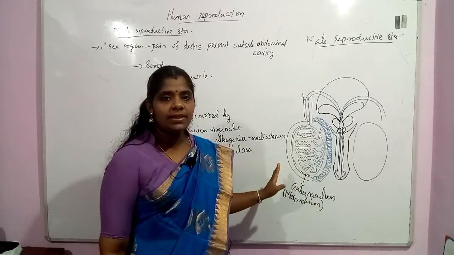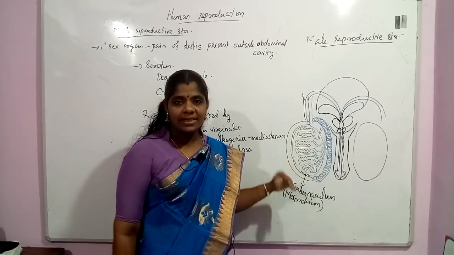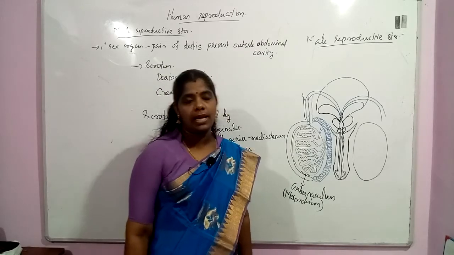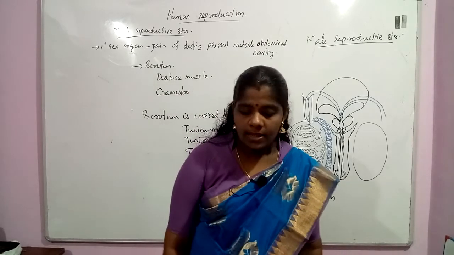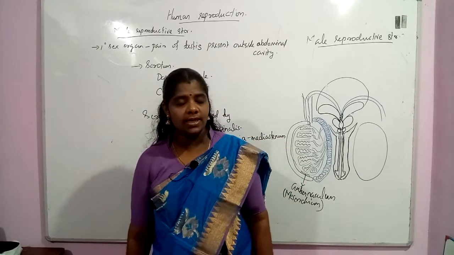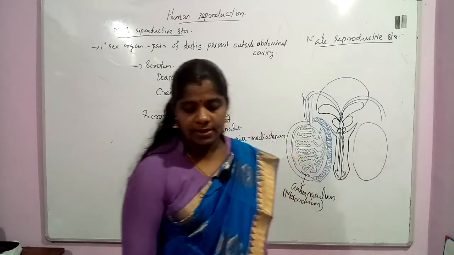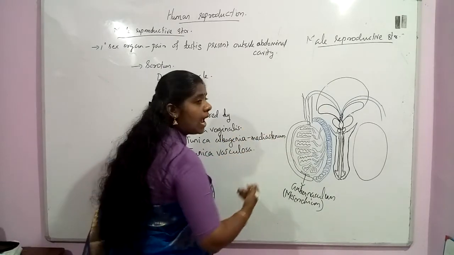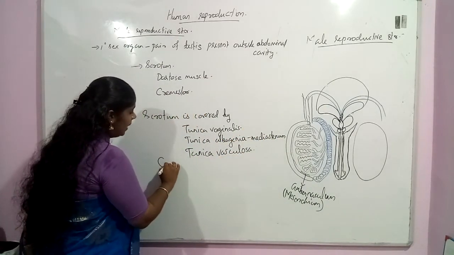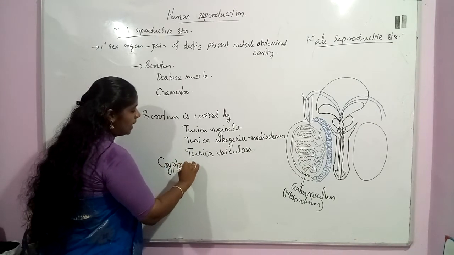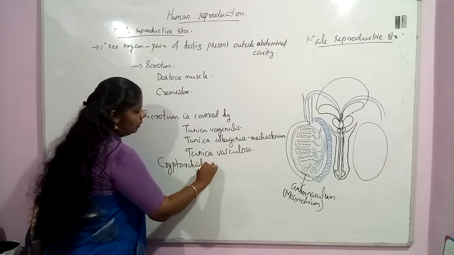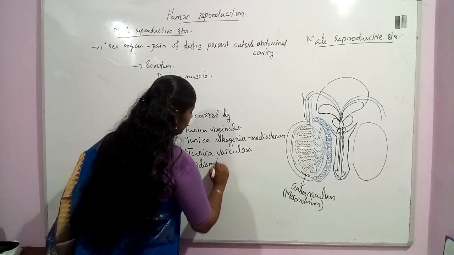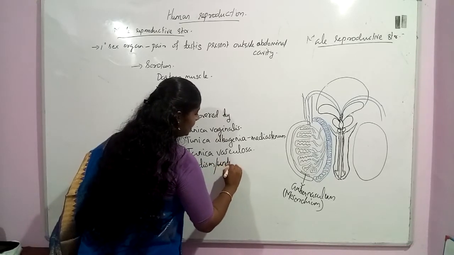Before that, I will just say the testis descends out from the abdominal cavity during the birth of a child. If that does not happen, it is called undescended testis or cryptorchidism.